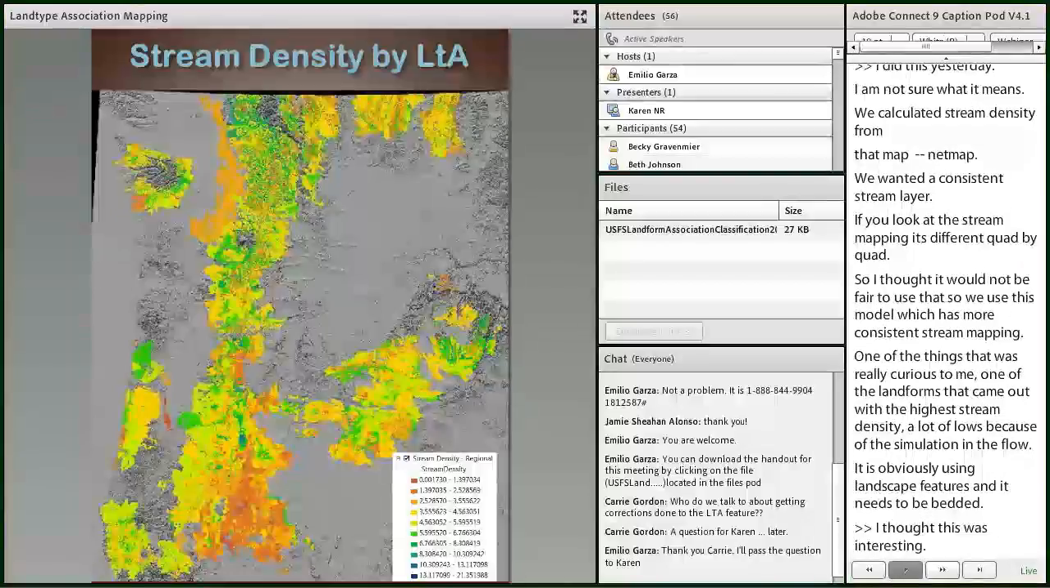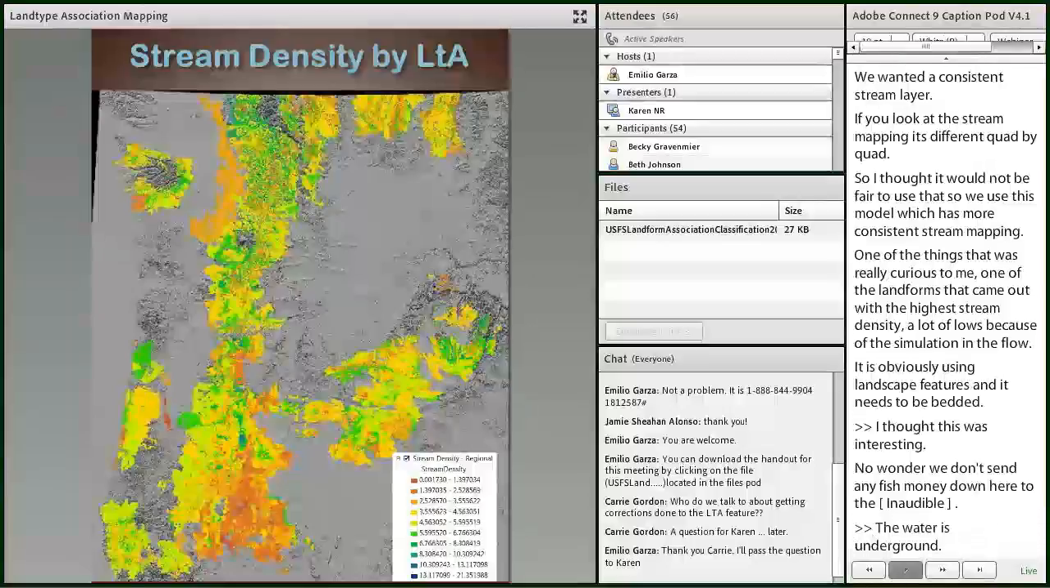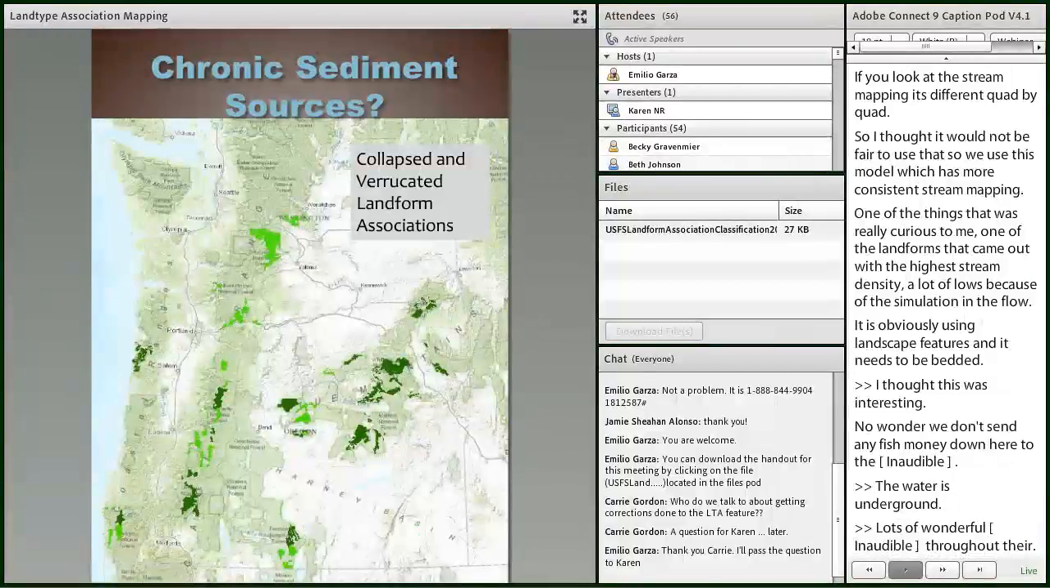The water's underground. The water's underground, yeah. It's a very volcanic terrain, a highly porous system, with lots of wonderful seeps and springs throughout there. But anyway, this is for the 2016 plus people to figure out.